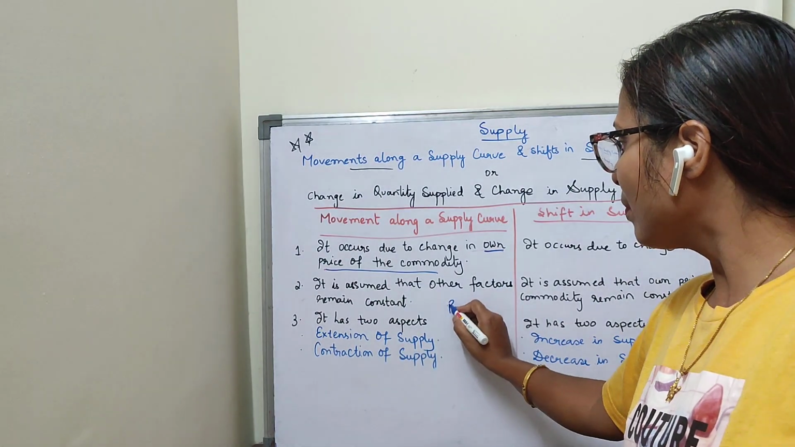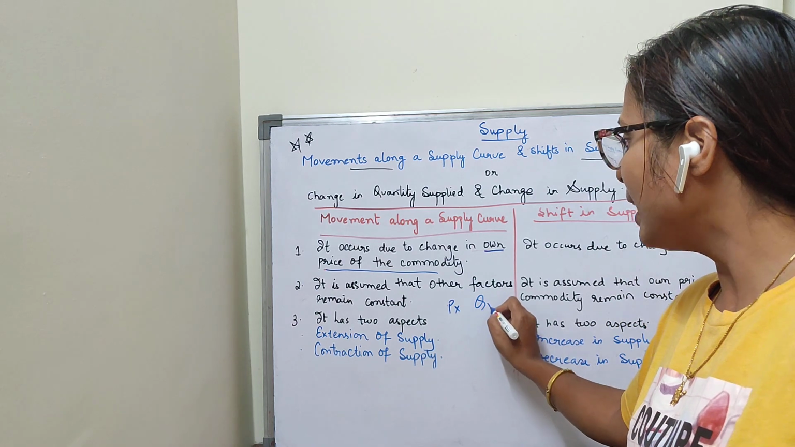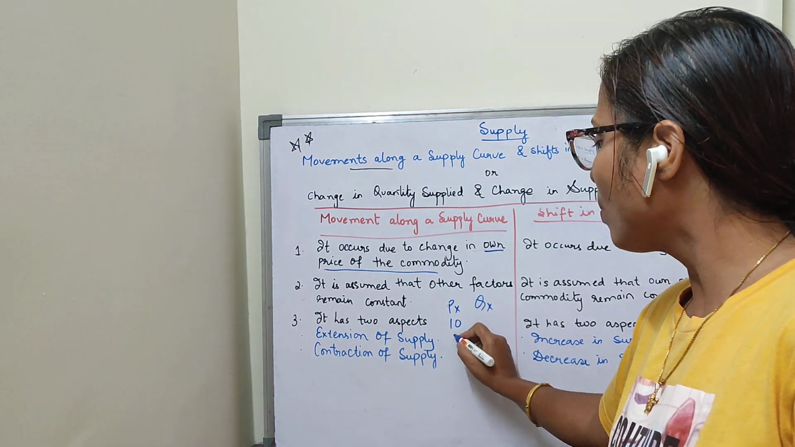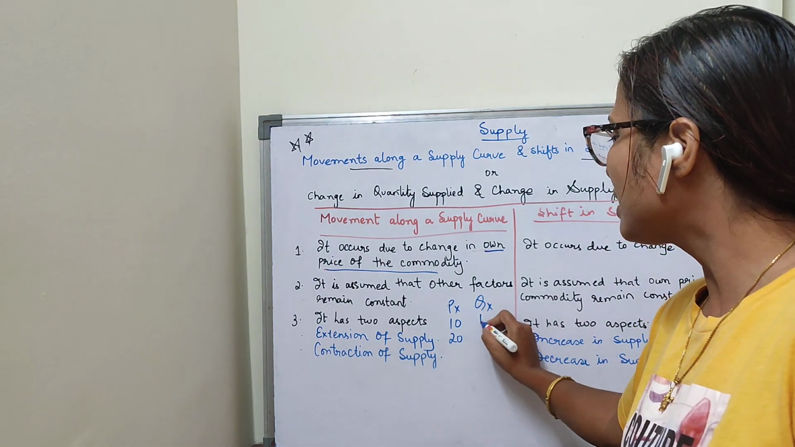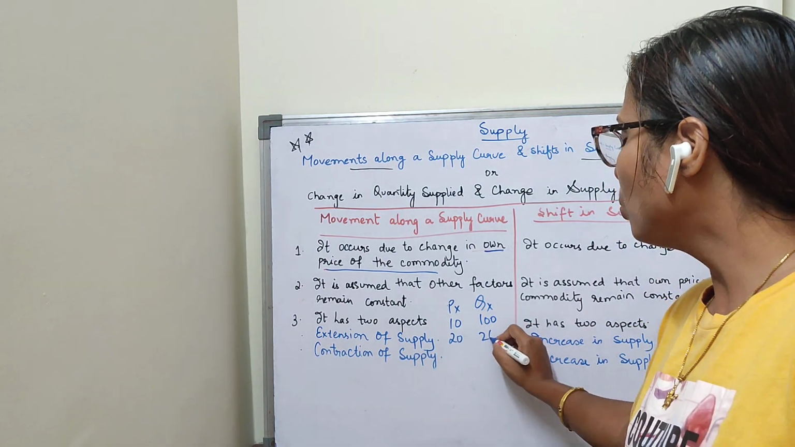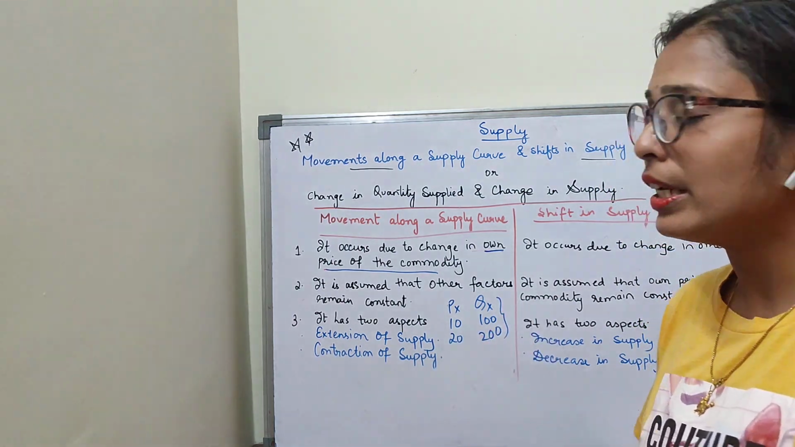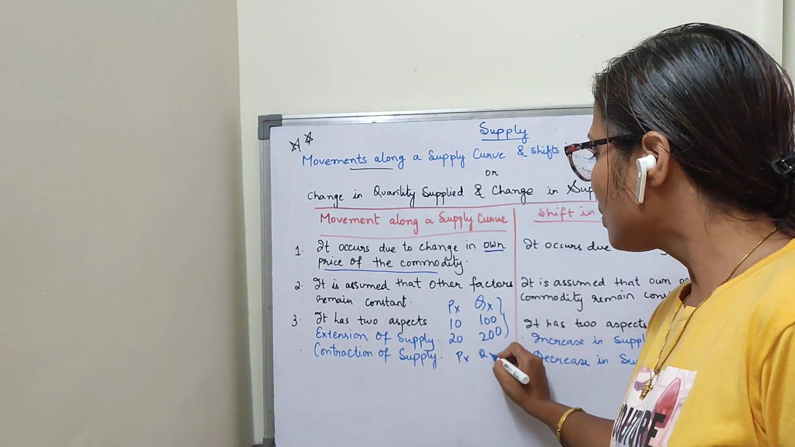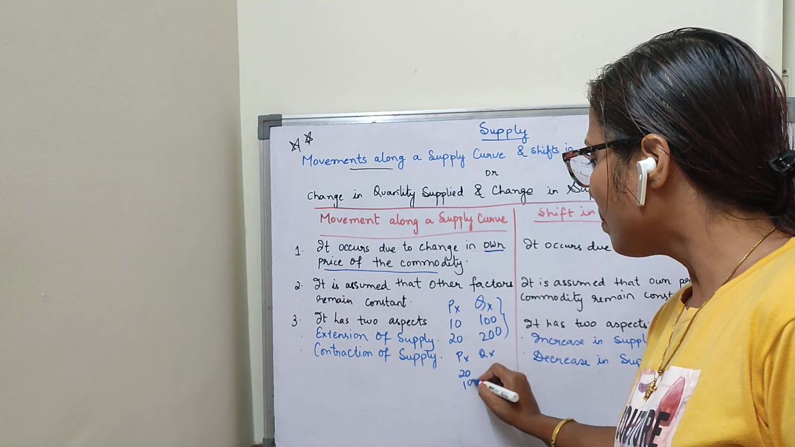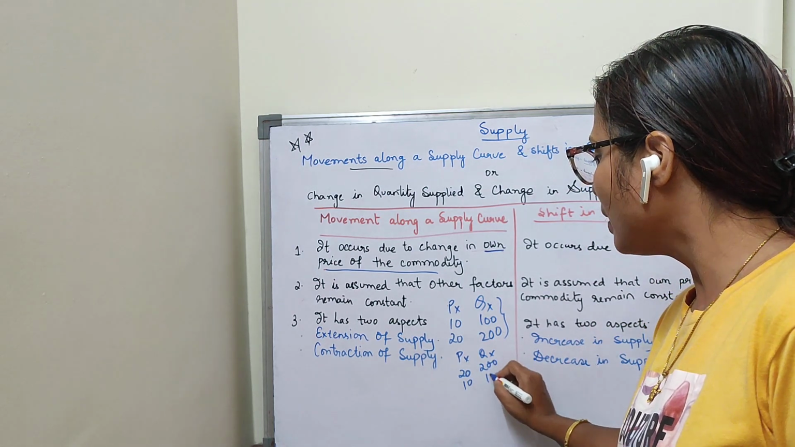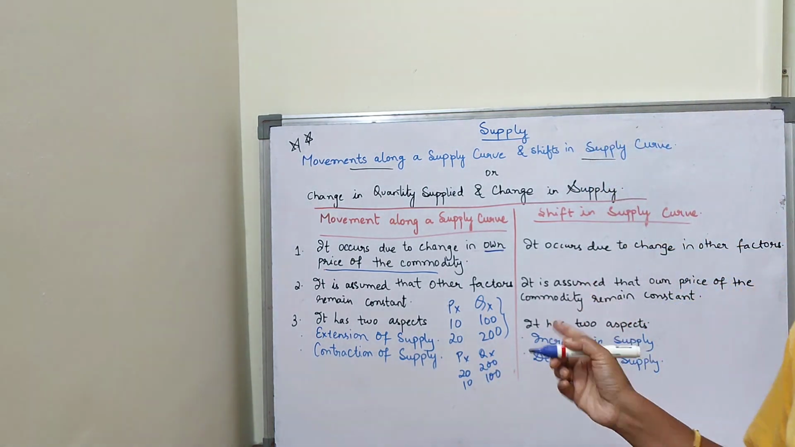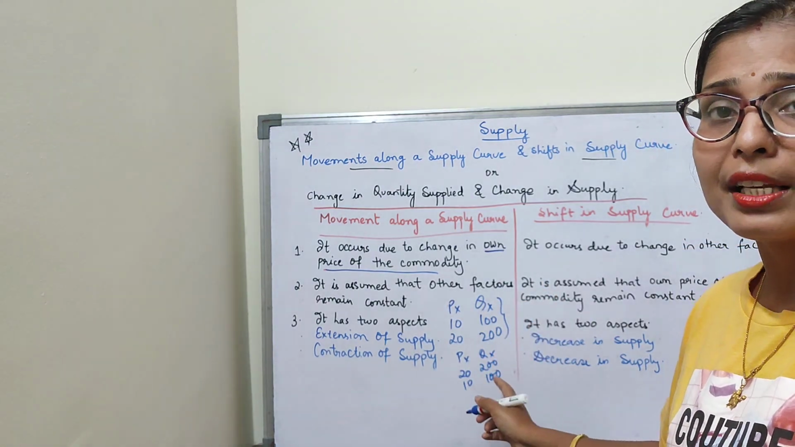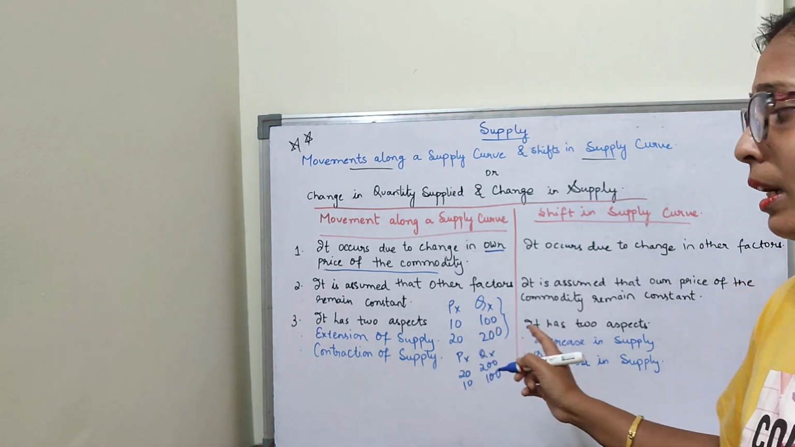For example, I am giving here, suppose the price of X commodity, I have taken quantity of the X commodity. Now when price increases from rupees 10 to 20, quantity supplied increases from 100 to 200. That means here is a positive relation I can see between them. Now if price decreases, see, from 20 to 10, my quantity supply decreases from 200 to 100. So what I can see here, that my supply increases or decreases due to the own price of the commodity.